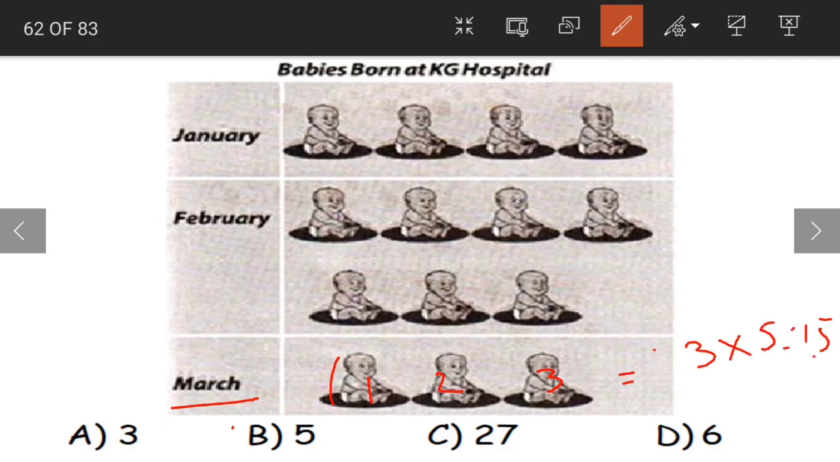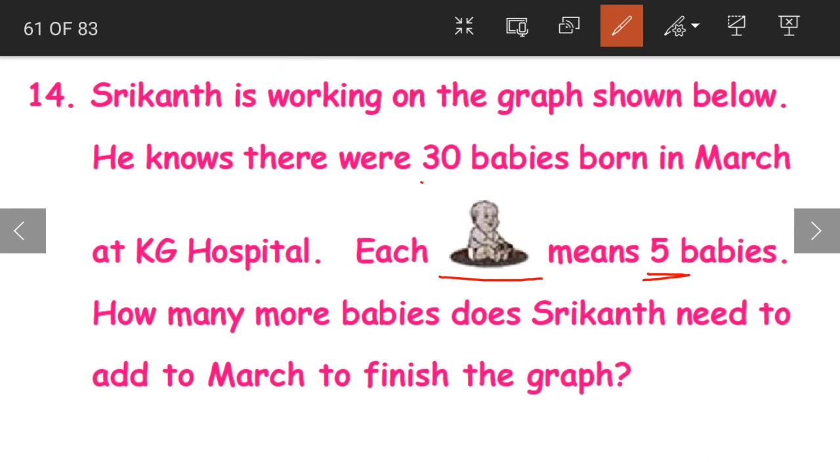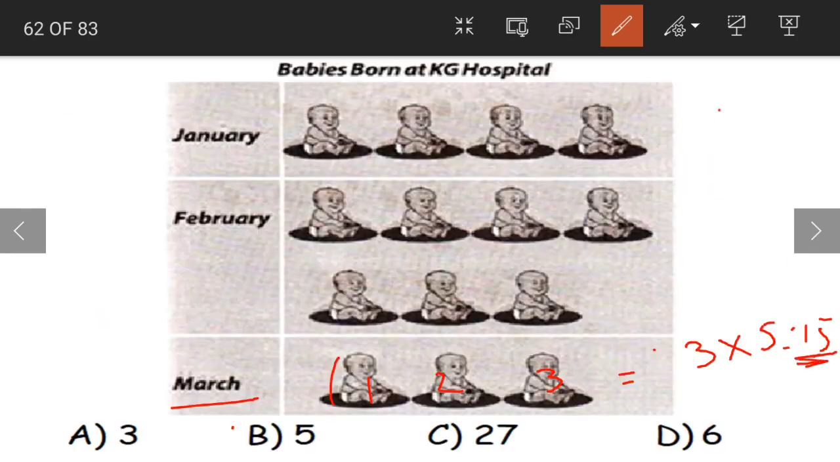Now March is showing that there were only 15 babies born. But what are they saying? There were 30 babies born in March. But here we have only 15. So how much should we add? 30 minus 15 is equal to 15. We need to show 15 more babies here in the row of March.